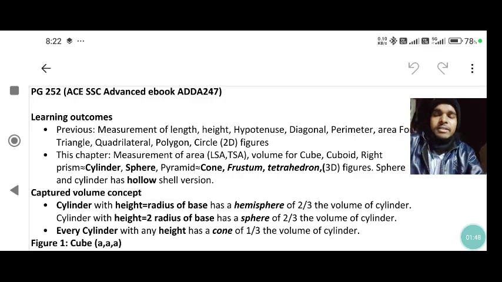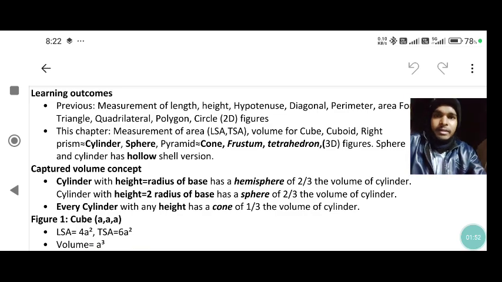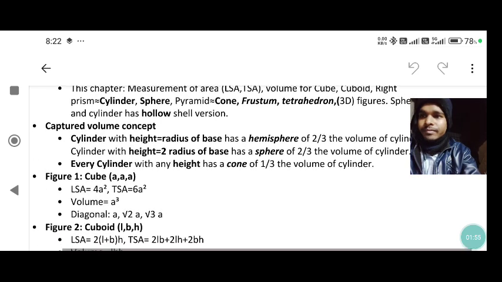Also, a sphere and a cylinder have a hollow shell version, and for those also the area and volume have to be seen.